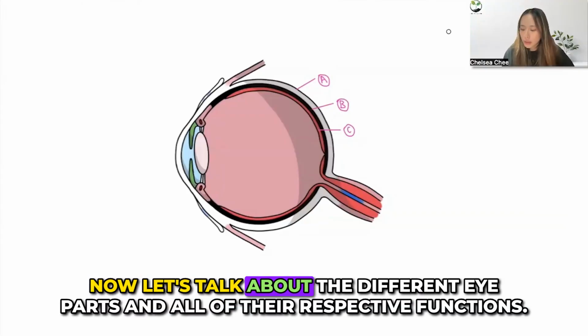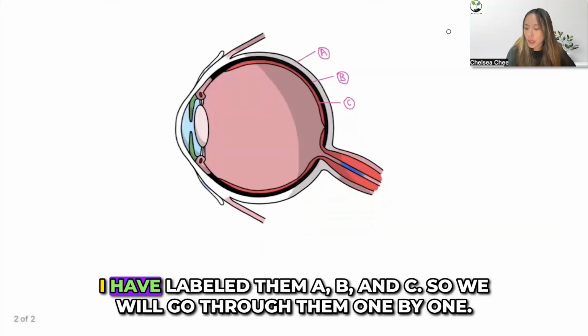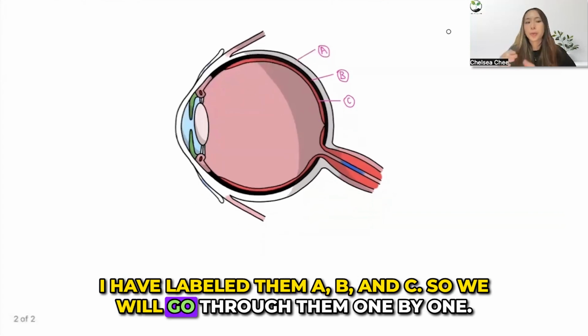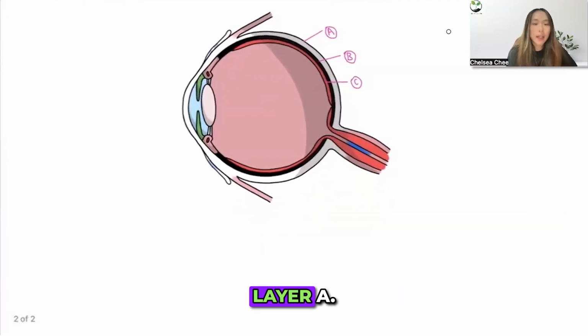Now let's talk about the different eye parts and all of their respective functions. We will first begin with the three main layers of the eyeball. I have labeled them A, B, and C, so we will go through them one by one. Let's start with the first layer, layer A.